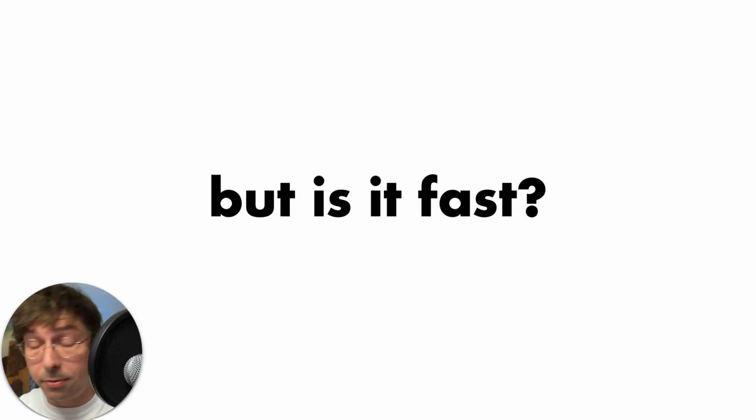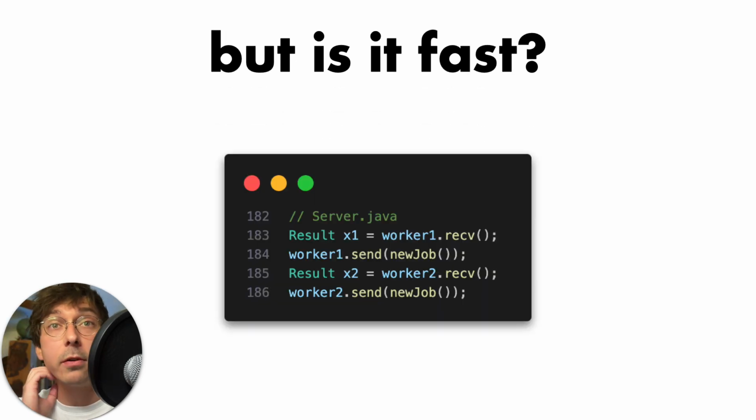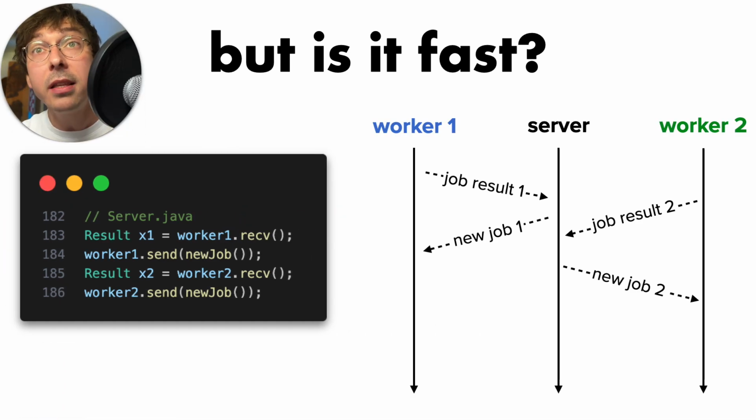But is this fast, right? How fast is the code? Well, let's look at the server code that we generated for that particular choreography. And I want you to pause the video here and stare at this and see if you can come to your own conclusion about what the issue might be with this code. To me, the issue is that we have a blocking receive on line 183. That means that the server has to wait for worker 1 to give it a message, and only once that message arrives can we actually do anything with it.